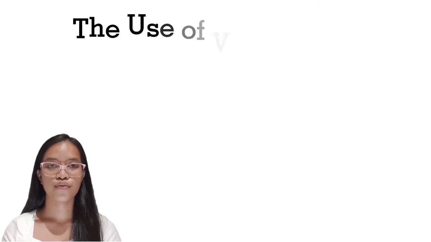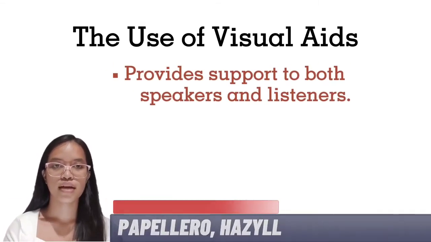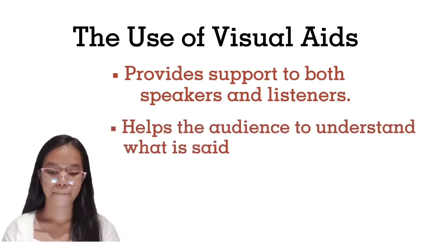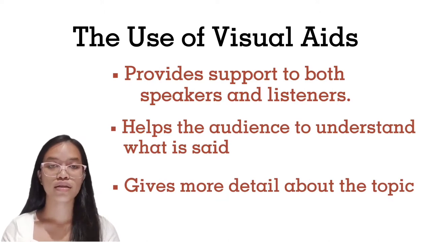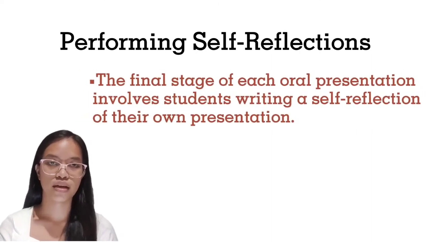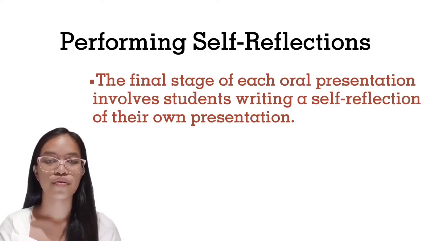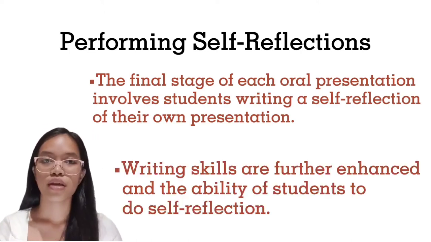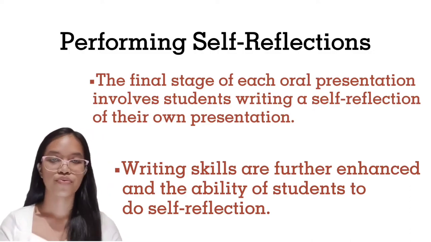Next is the use of visual aids. It helps the audience to understand what is being said, and it gives more details about the topic. Next is performing self-reflections. It is the final stage of each oral presentation that involves students writing their own self-reflection of their own presentation. By doing this, it will enhance the students' writing skills and the ability to do self-reflection.